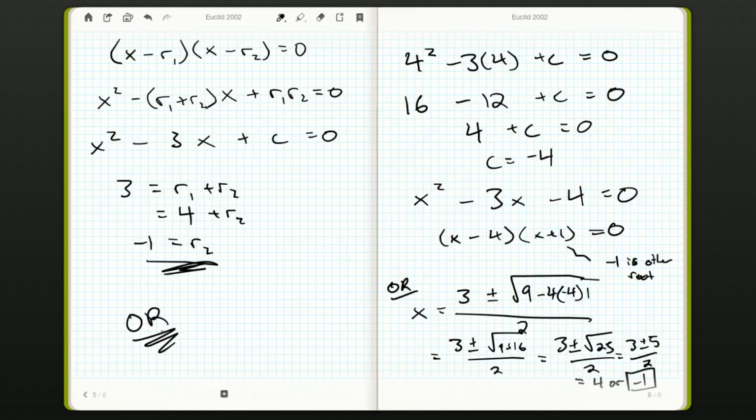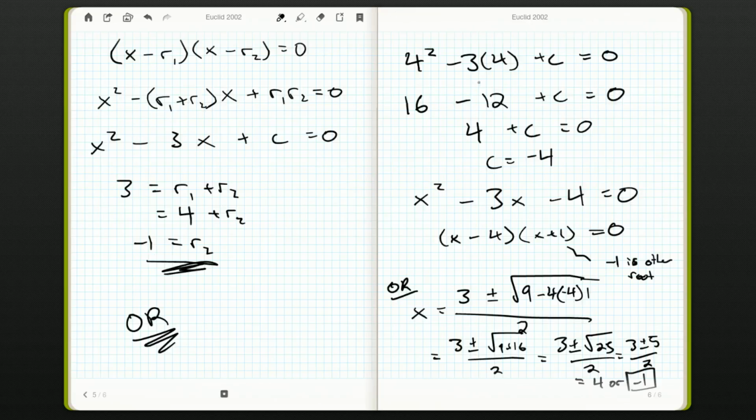So there's lots of different ways we could have done this one. If you are familiar with how roots work and combine to give you your quadratic equation, you could have gotten negative 1 fairly quickly without even solving for c, just looking at that minus 3, that was enough.